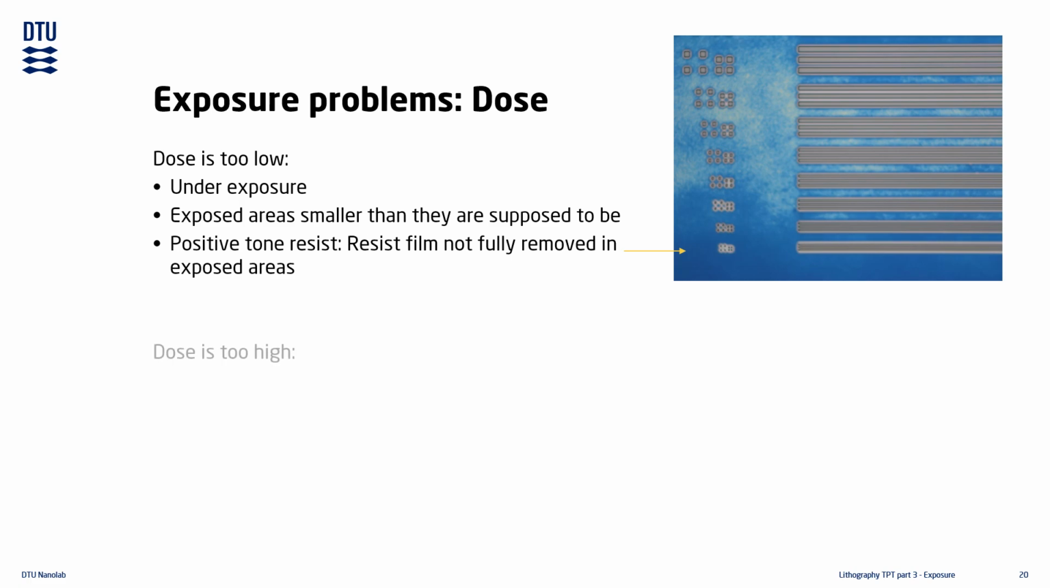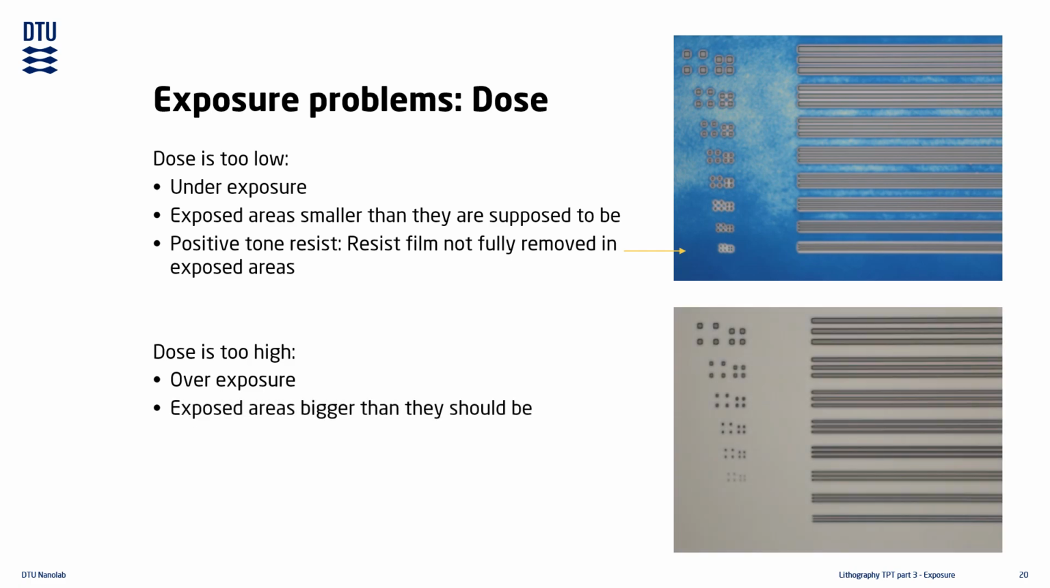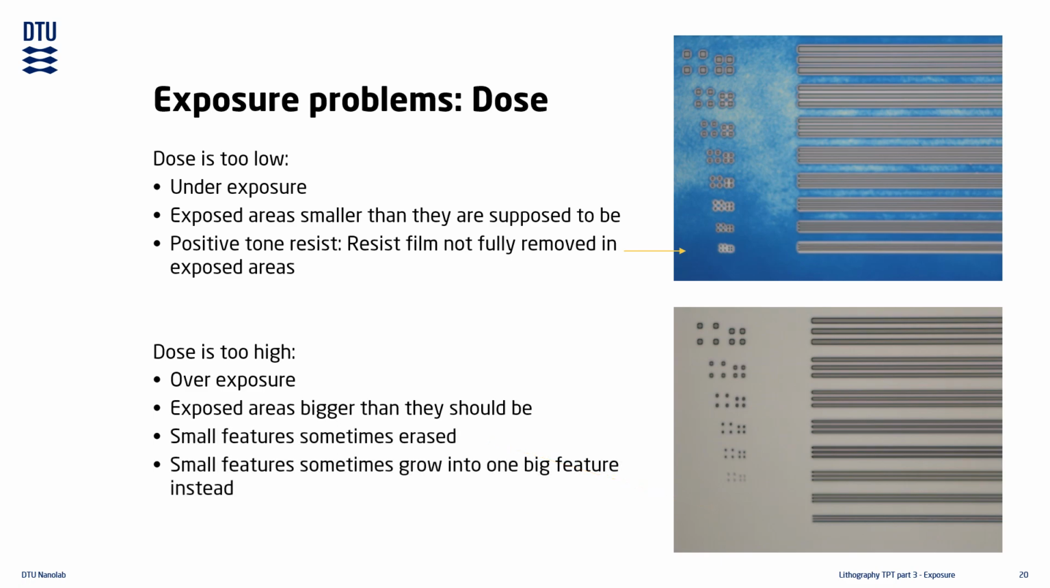When the dose is too high, we call that overexposure. Overexposed resist areas tend to be slightly larger than they are supposed to be. If your pattern has very small features, they might disappear completely, or multiple small features close to each other might grow into one big structure instead.